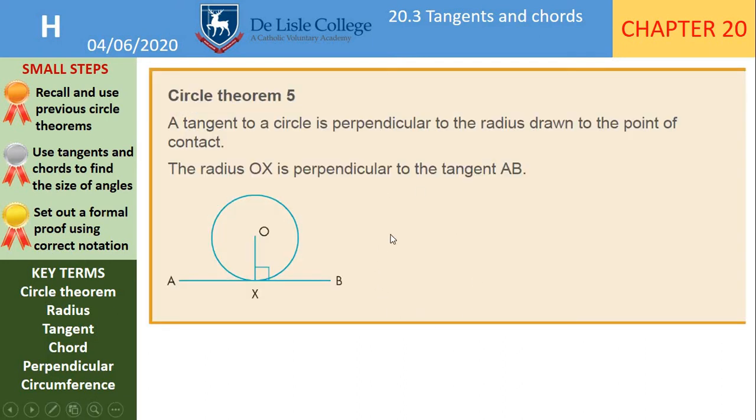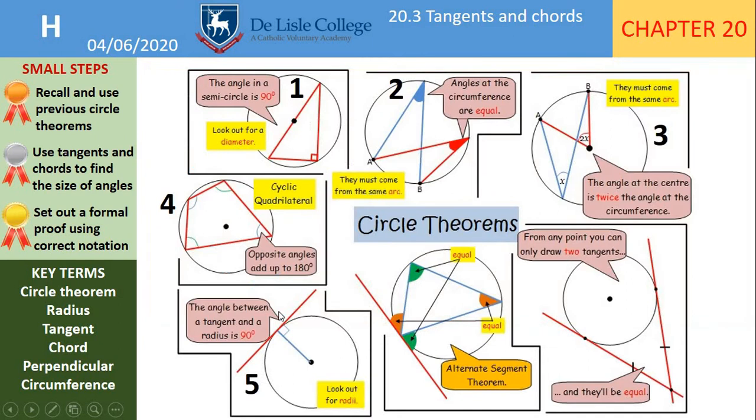So the circle theorem that I discussed in the last example is this: a tangent to a circle is perpendicular to the radius at the point of contact. So more formally, it's this one here. The angle between a tangent and a radius is 90 degrees. So you might want to highlight this on the sheet. Hopefully you've printed this sheet out from last week, or you've got it saved somewhere.